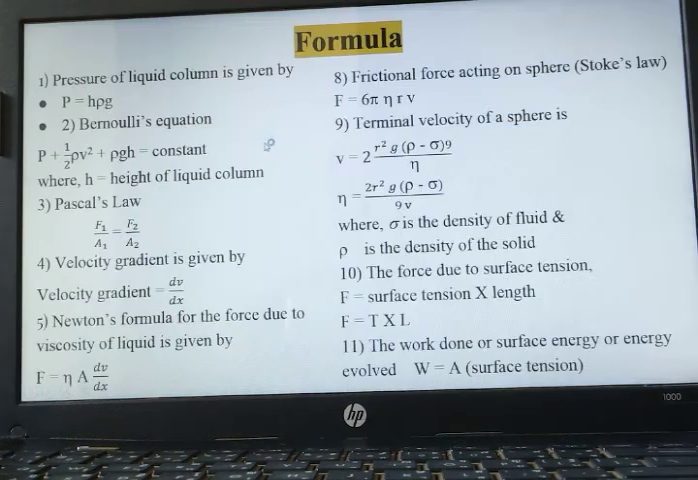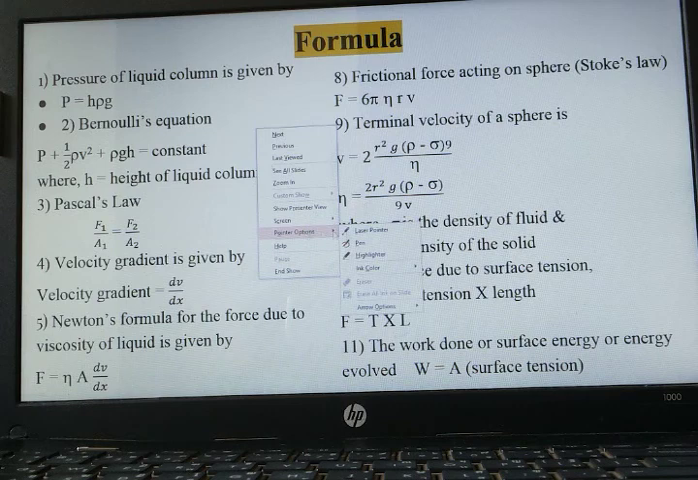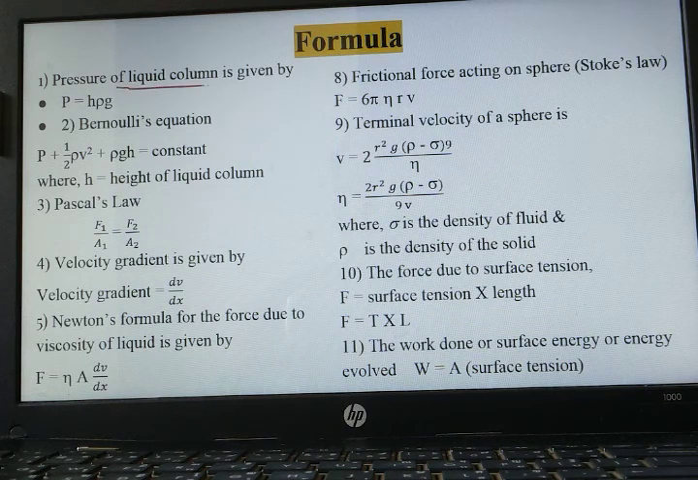So let us start. First one, pressure of the liquid. Pressure of the liquid column is given by the formula P is equal to h rho g, where h is the height, rho is the density, g is acceleration due to gravity. Bernoulli's equation: P plus half rho v square plus rho gh, where P is the pressure, half rho v square denotes kinetic energy and rho gh denotes potential energy.